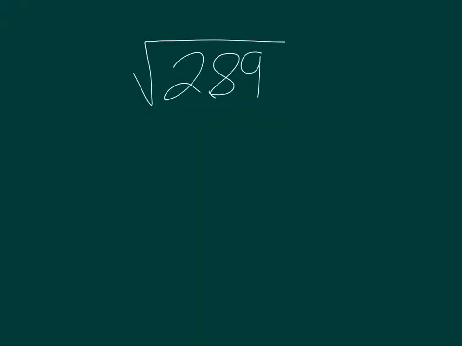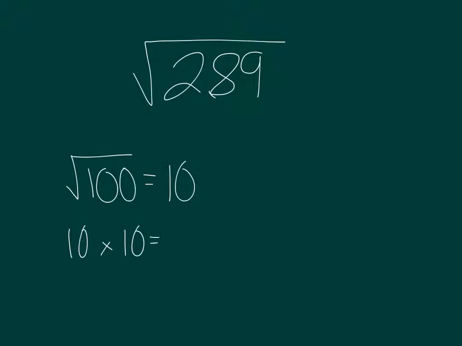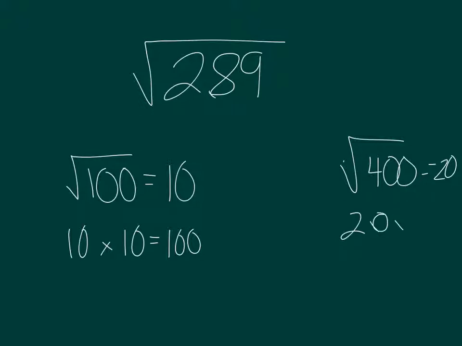Now, one other way that square roots can be useful to us is when estimating. I don't actually know the square root of 289 off the top of my head. It's just not a number that we see in our multiplication memorization. But there are some other large square roots that I can remember, and they can help me. So, for example, I know that the square root of 100 equals 10, because 10 times 10 equals 100. And I know the square root of 400 equals 20 because 20 times 20 equals 400.